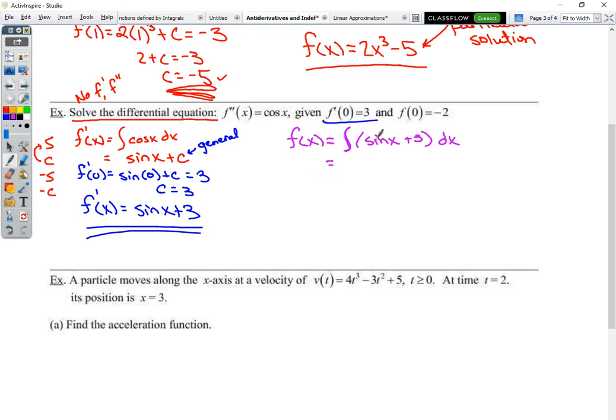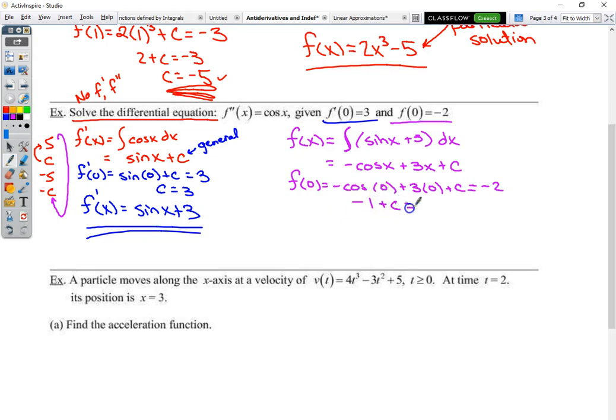If I take the antiderivative of this, the antiderivative of sine goes to negative cosine. This becomes 3x, and we get a plus c. So that's my general solution. I have an infinite number of solutions that fits here, but I know that f of 0, which is the negative cosine of 0 plus 3 times 0 plus c, is going to be negative 2. So the negative cosine of 0 is negative 1, plus c is negative 2. c is negative 1. Therefore, the f of x in this problem is the negative cosine of x plus 3x minus 1.